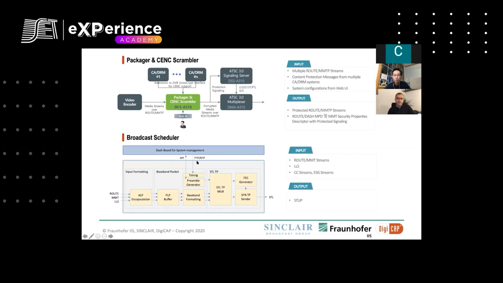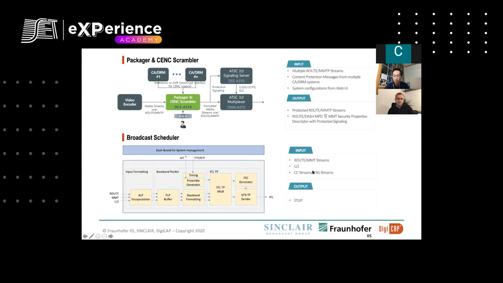So the broadcast scheduler does the main job. They're transforming all the media and data into STL. We have a very complicated process to compile into STL IP in the end.